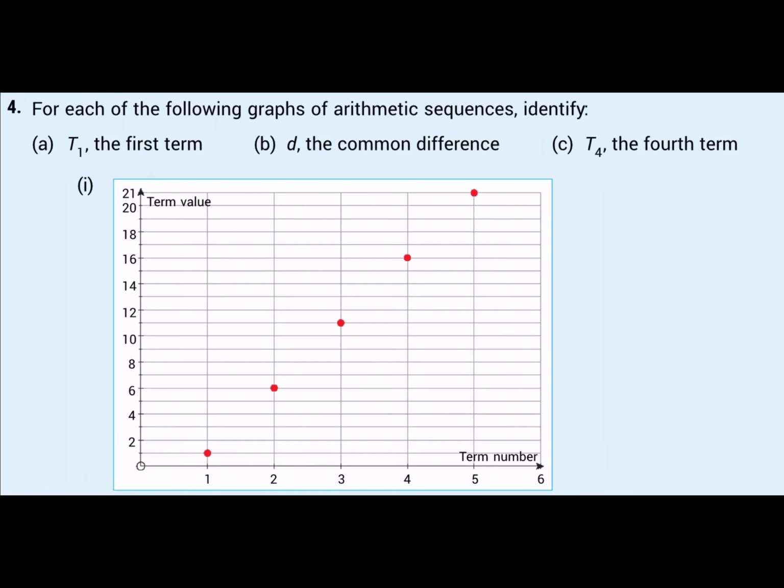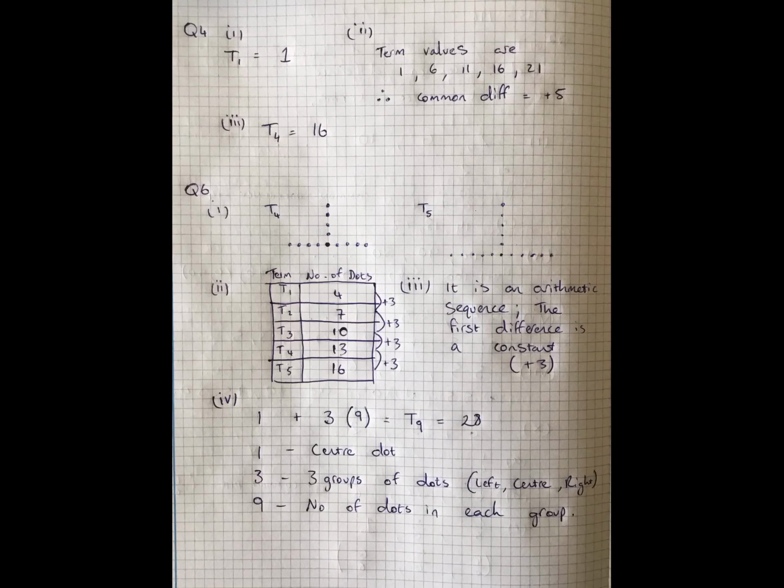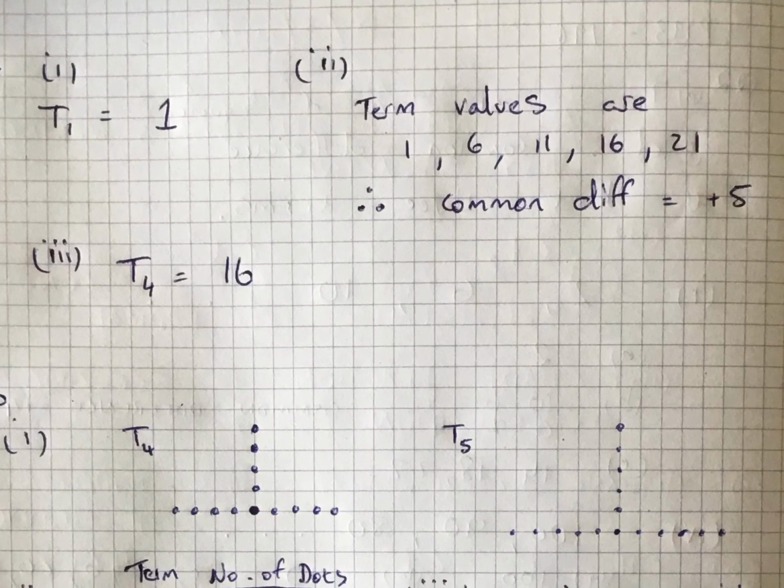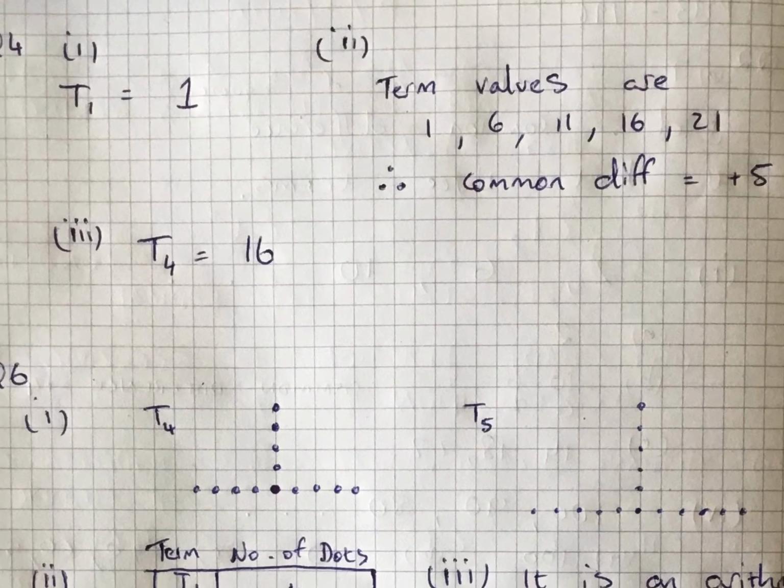Okay, so the first term, we can see term number 1 is 1. Okay, so the first term is 1. My common difference is going to be the difference between term 1 and term 2 and term 3 and term 4. So you can see, as I said, the term values there. Okay, so term 1 is 1. The term values are 1, 6, 11, 16, 21. I read those from the graph and I wrote them down, so we can see what's happening to those terms. I'm adding 5 each time. All right, and then the last part of question 4 asked me what was term 4, and it's 16. All right, so it's nice and simple.